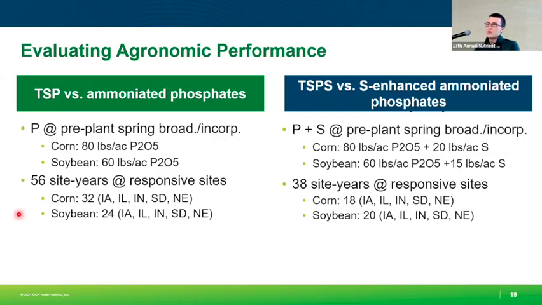We've done some historical data comparing superphosphates, in this case TSP, versus ammoniated phosphates, both MAP and DAP, and also comparing an elemental sulfur-coated TSP with a co-granulated sulfur-enhanced ammoniated phosphate. So we're going to look at some of this data. I'll give you the spoiler up top: we don't see differences in agronomic performance, but we'll dive into the data and see it.